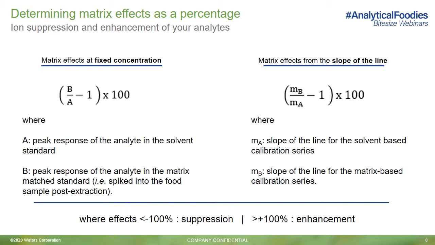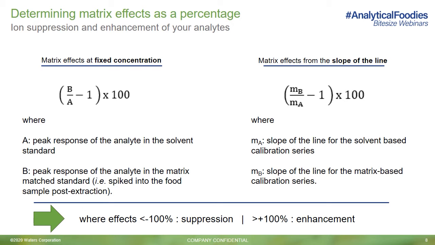Because we've made all results absolute, data interpretation is simplified. Ion suppression is declared if the calculated value is less than minus 100%, while ion enhancement is present if the calculated value is greater than 100%. For results around 100%, they are considered negligible.